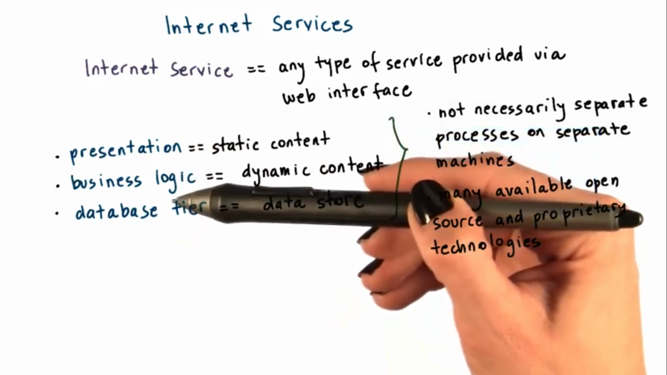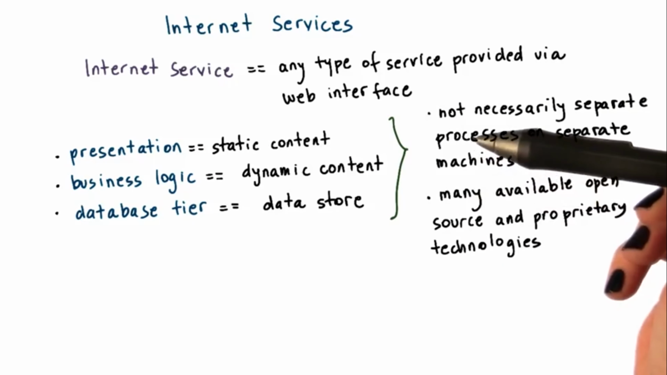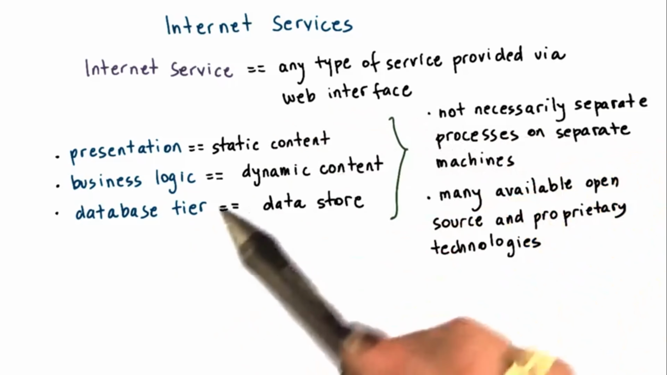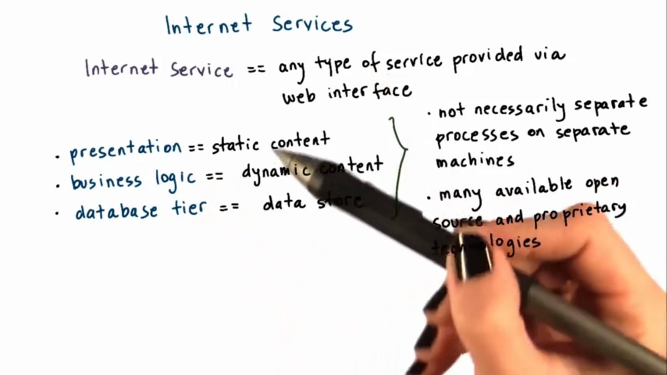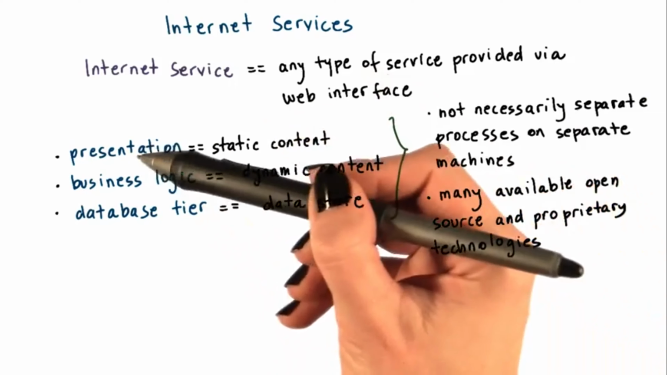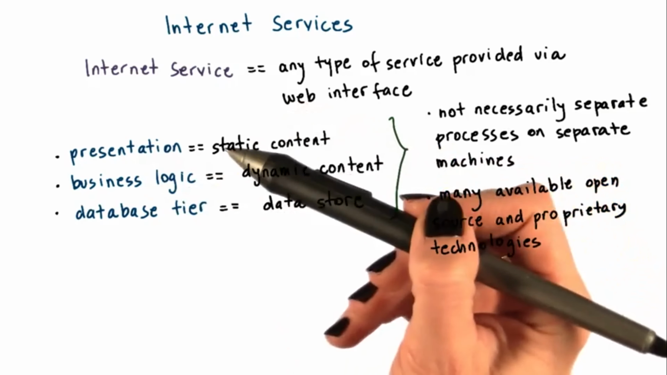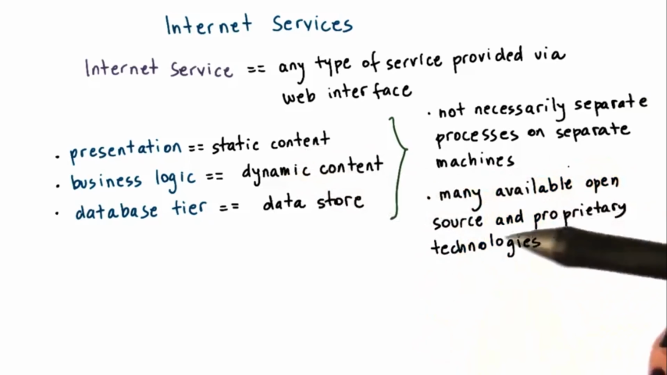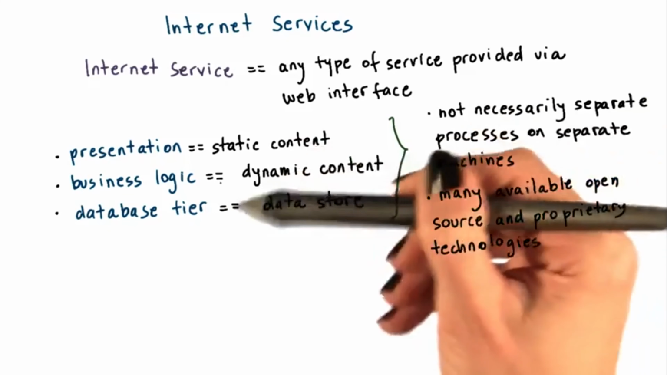Although these are separate components, they're not always implemented as separate processes running on separate machines. What makes sense will depend on the service complexity, the resource requirements, expected loads, and also on the underlying technologies that are used. For instance, the Apache HTTP web server can be used to implement both the presentation logic to serve static content, and also as part of the same process, PHP modules for PHP processing can be used to generate the dynamic content. There are in fact many open source as well as proprietary solutions that are available that offer technologies for either one of these tiers.